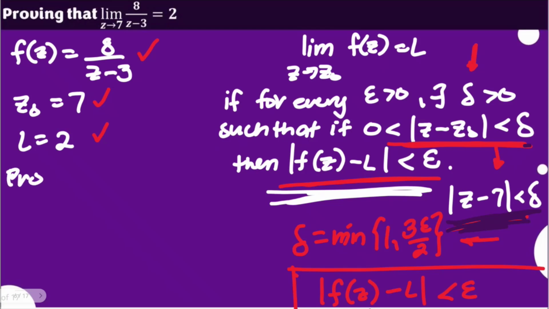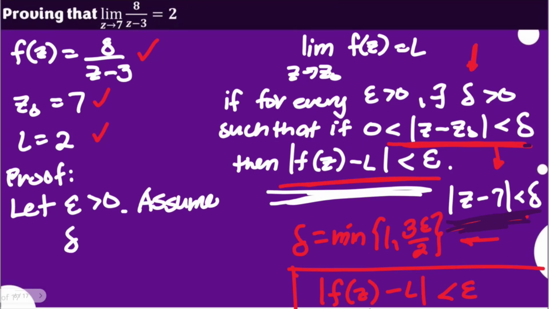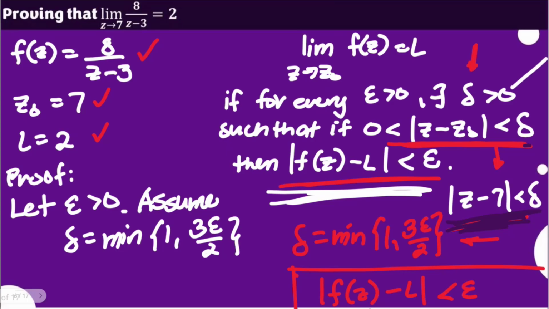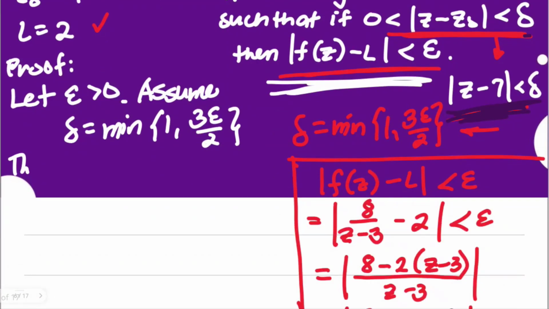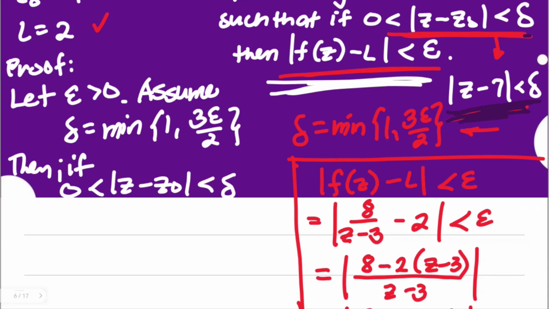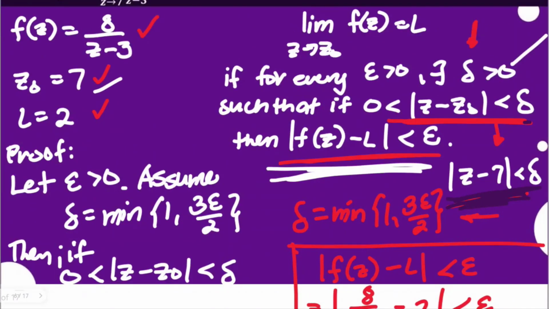So let's now have our proof. Yes, this is the proof portion. Let epsilon be greater than 0 as the claim here. And since there exists delta, we're going to assume now the value of our delta to be the minimum of 1 and 3 epsilon over 2. This is now good. Then, if this portion is greater than 0, z minus z sub 0 must be less than delta. We'll have our z sub 0 already in this form.